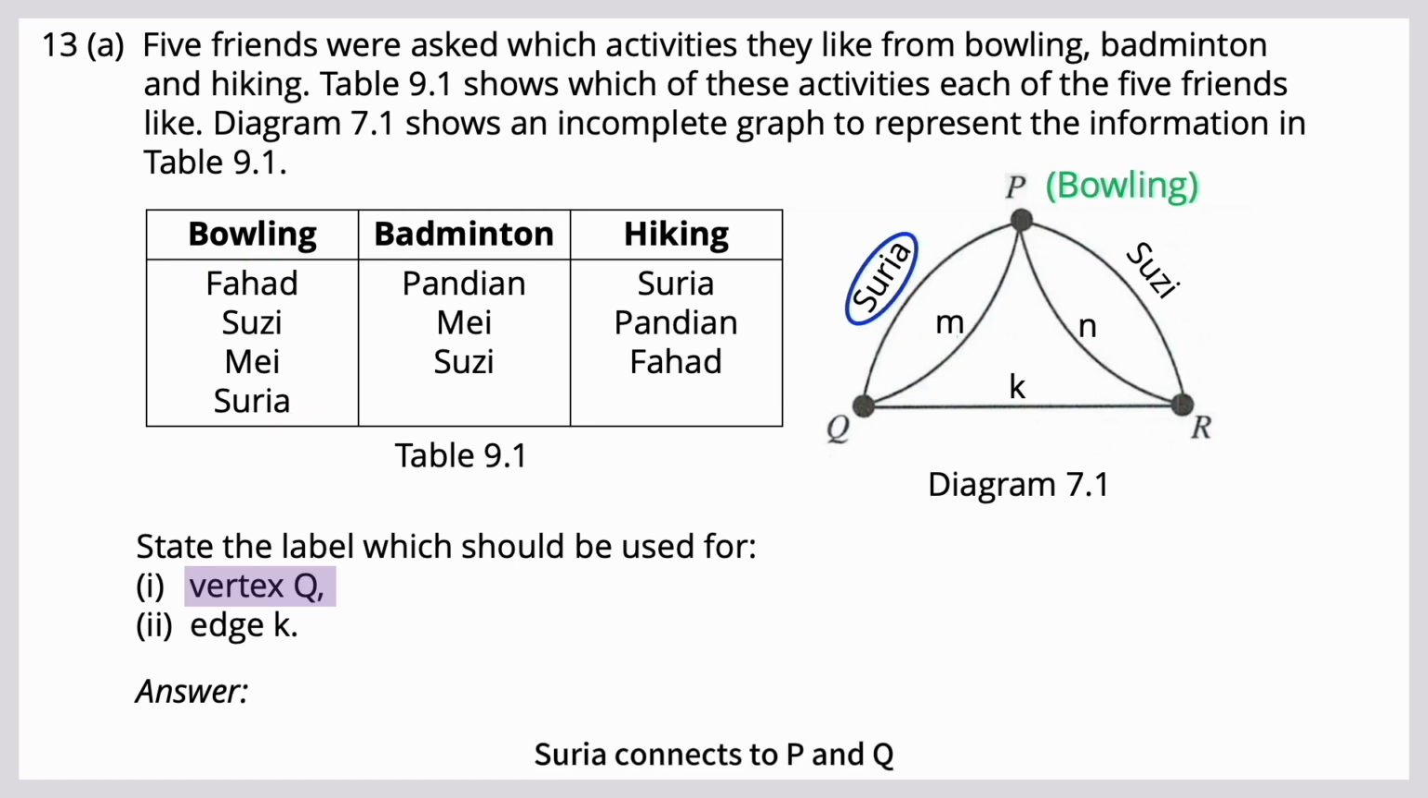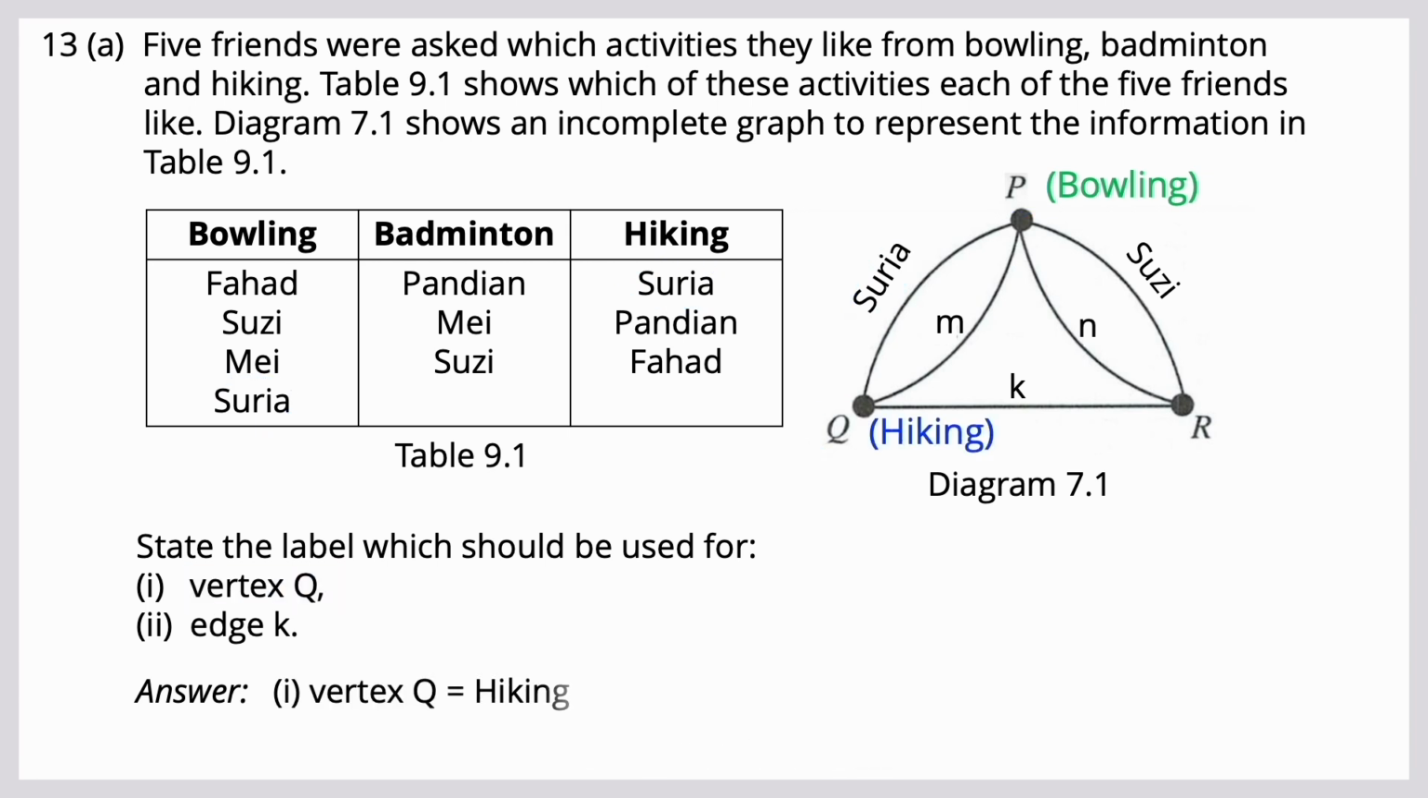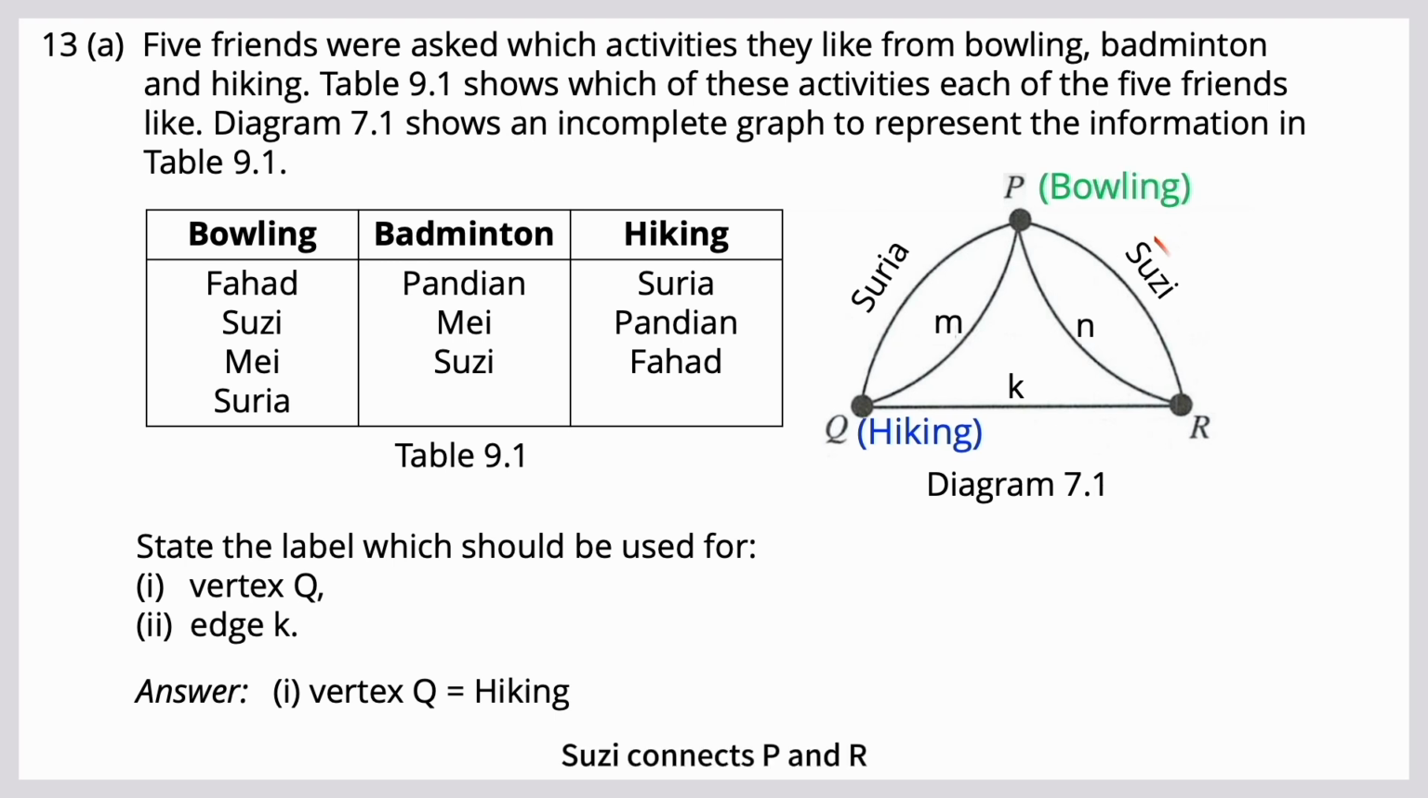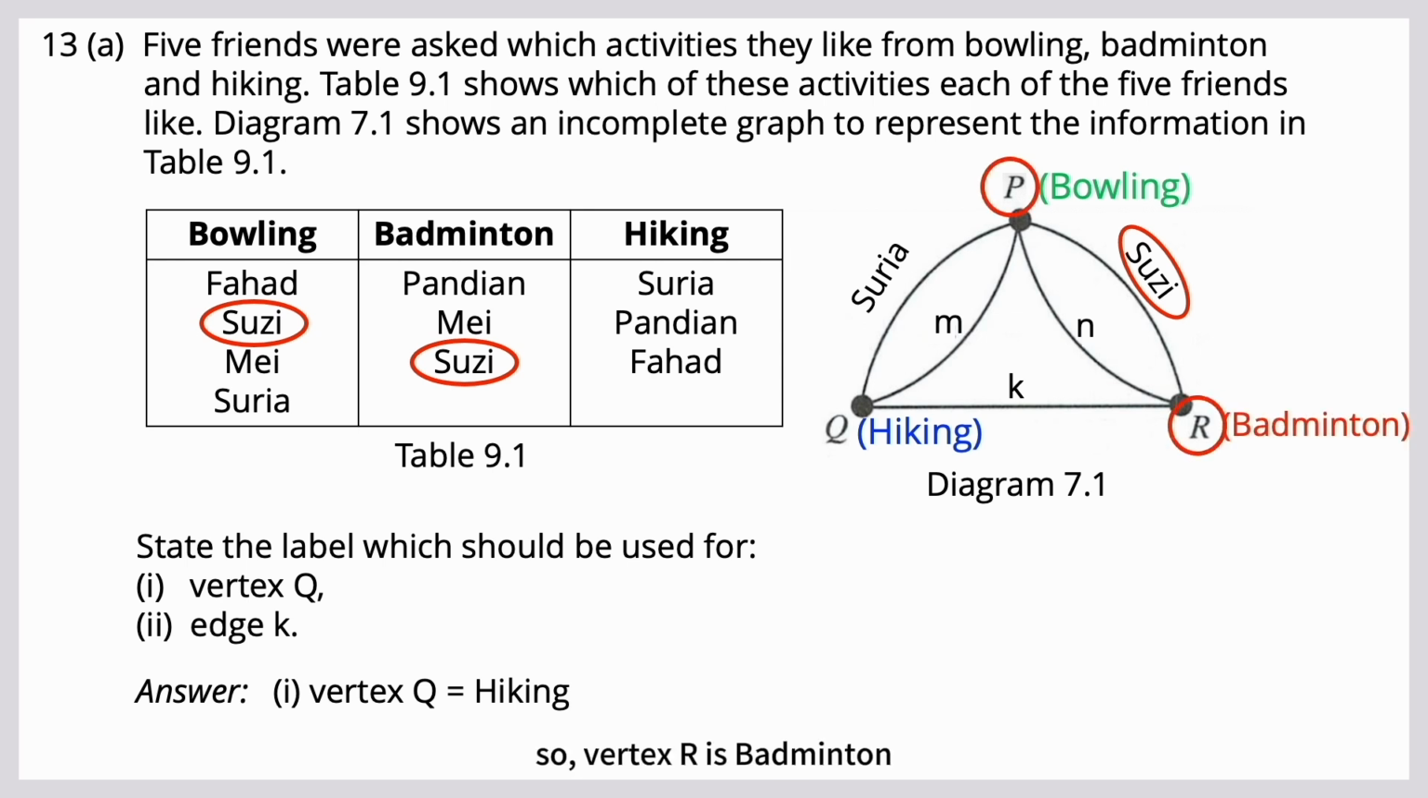Surya connects to P and Q. Surya likes bowling and hiking. Since vertex P is bowling, then vertex Q must be hiking. Susie connects P and R. Susie likes bowling and badminton. P is bowling. So, vertex R is badminton.